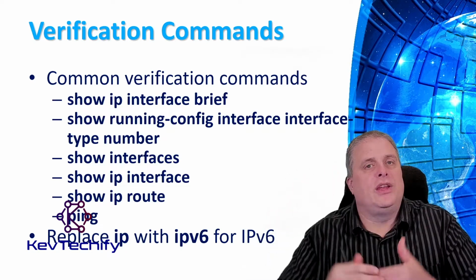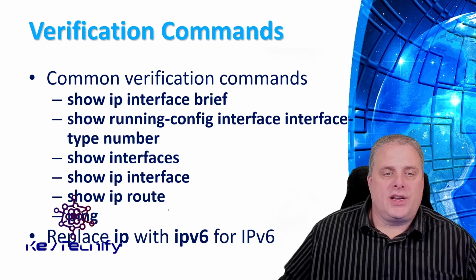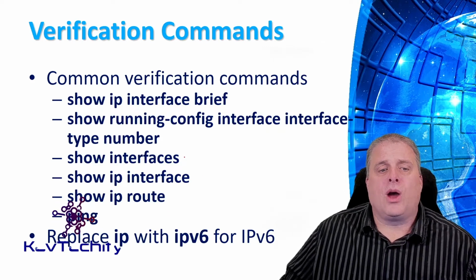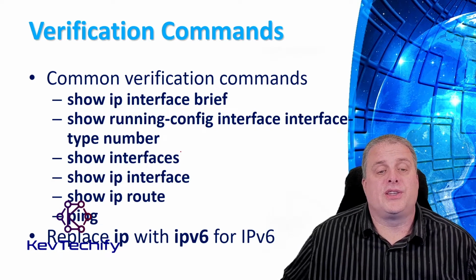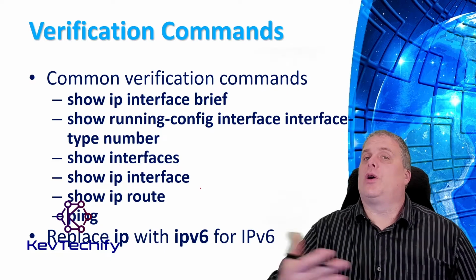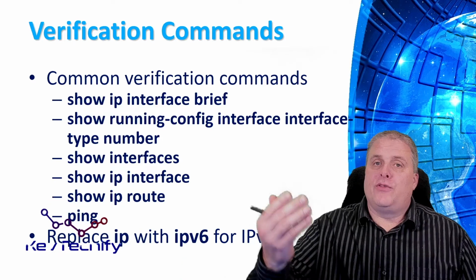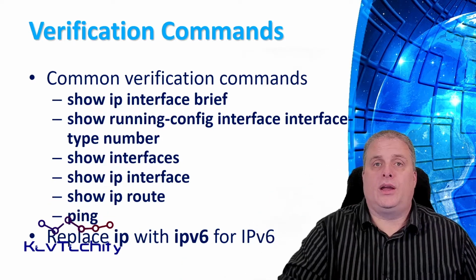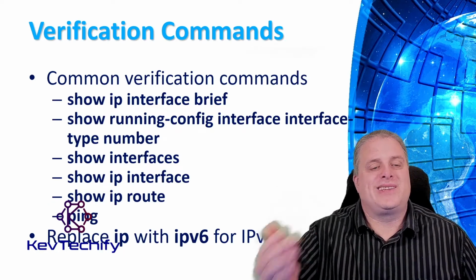And that would just show you the information for FastEthernet 0/18. Show interfaces and show IP interfaces gives us more information about how the interface is configured. Show IP route gives us our routing table, what networks we know how to get to, what interfaces they're connected out of, if we have a default gateway, a gateway of last resort, a default route set up.